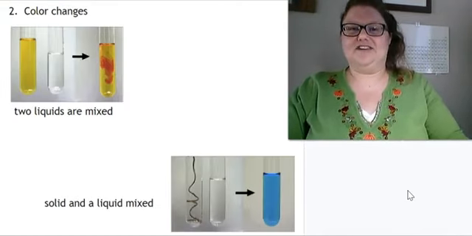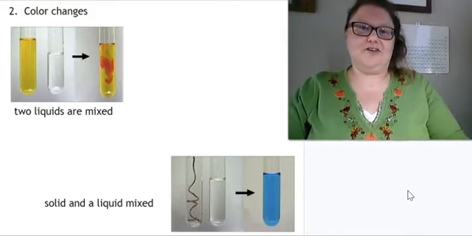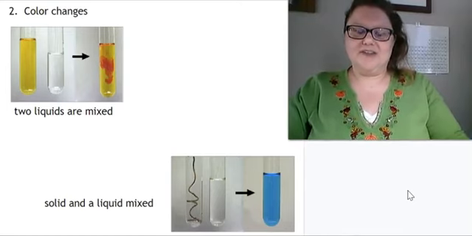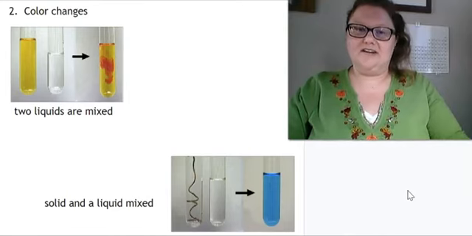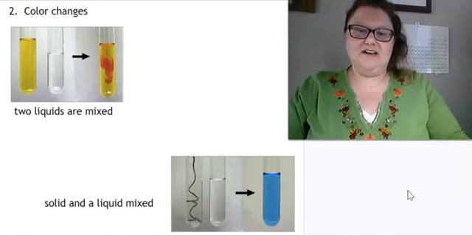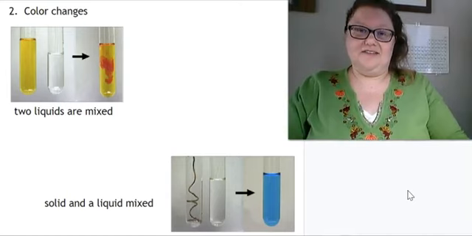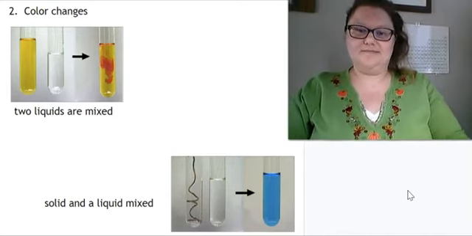A second indication of a chemical reaction is color change. Here we see two examples that we can notice in the lab. The first one is when we mix two different liquids. Originally one is yellow and one is clear, but when they are combined, an orange-red appears. That's a new color that was not present in the reactants, so that's an example of a color change.